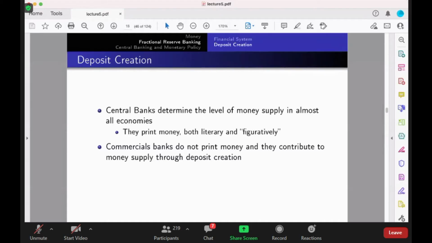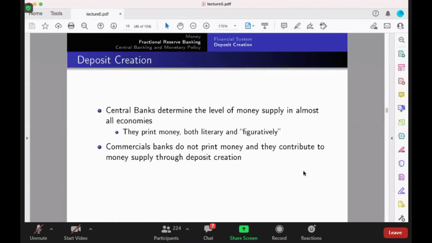Commercial banks are also financial intermediaries, but they are not permitted to do what? To print money. But that is where deposit creation becomes important. They contribute to the supply of money in the economy through their deposit creation processes. And we will show you in a few minutes how that happens.